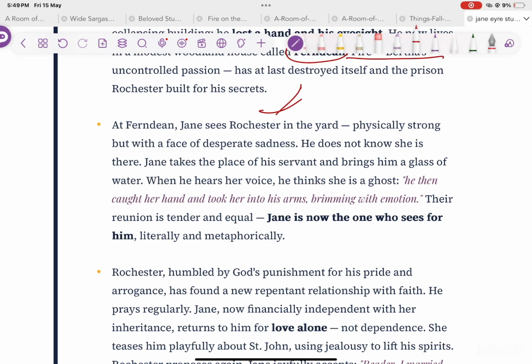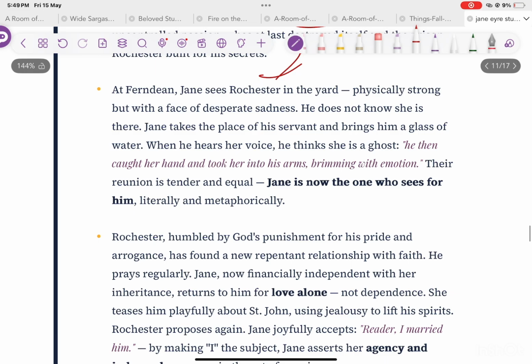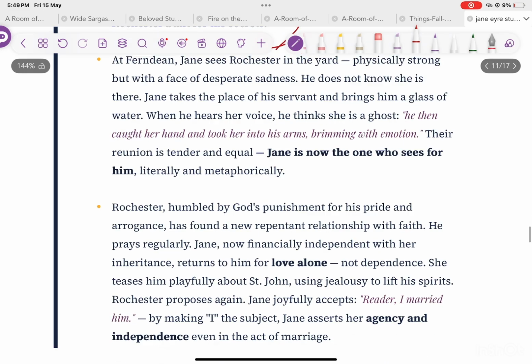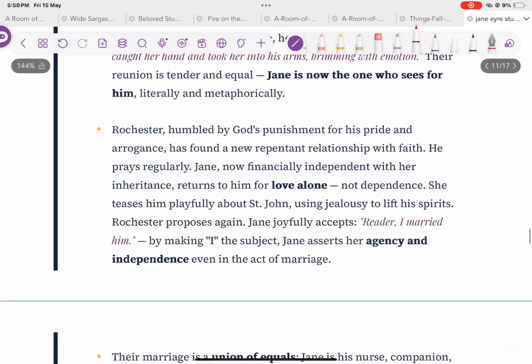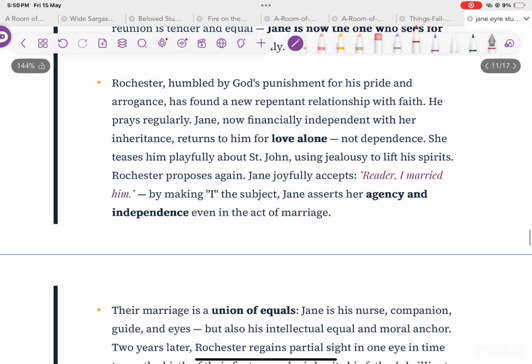Jane takes the place of his servants and brings him a glass of water. Their reunion is very tender and very equal. Jane is now the one who sees for him, literally and metaphorically, and Rochester is humbled by God's punishment for his pride and arrogance. उसको लगता था उसके पास बहुत pride और arrogance था, that's why he's getting punished by God. He prays regularly.